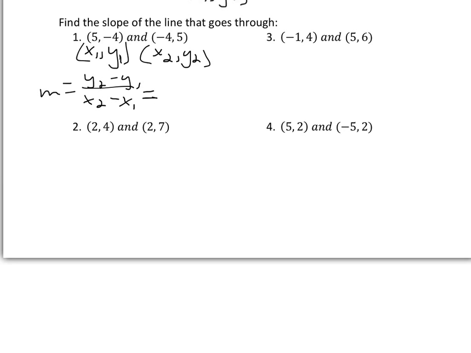So y2 is 5, y1 is negative 4, so minus negative 4 is plus 4. And x2 is negative 4 minus 5. So I've got 9 over negative 9, equals negative 1.